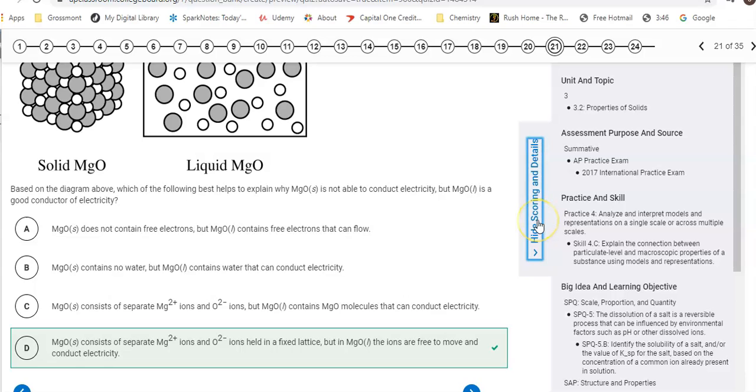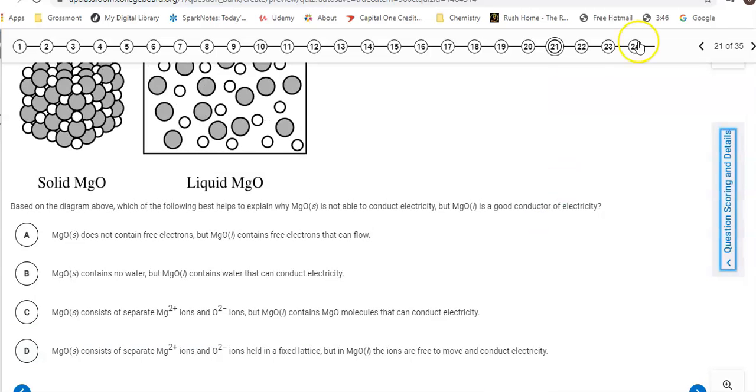So they have to be in an ionized form in order to conduct electricity. That's why sugar water, that's why covalent compounds don't conduct electricity. And ionic solids don't conduct electricity because they're electrically neutral. You have to dissolve them and break them into ions. Okay, let's keep going.